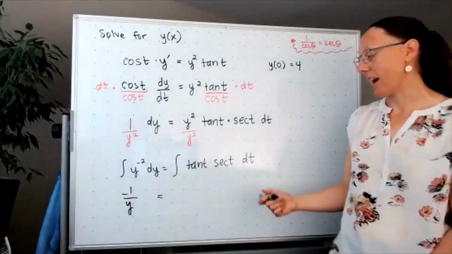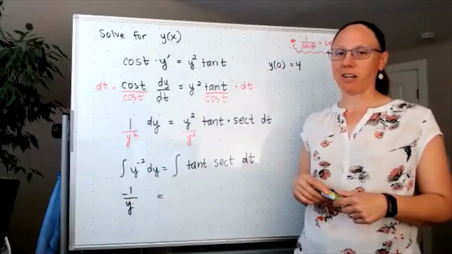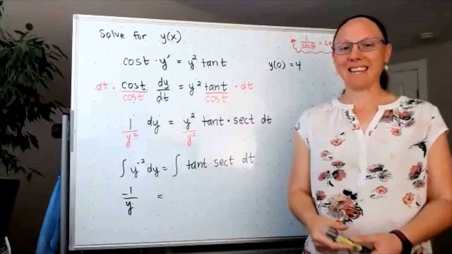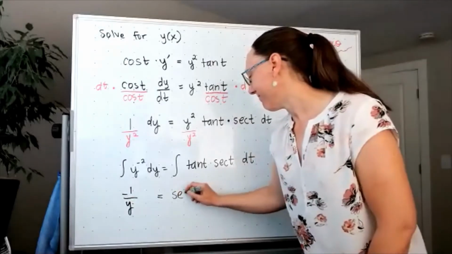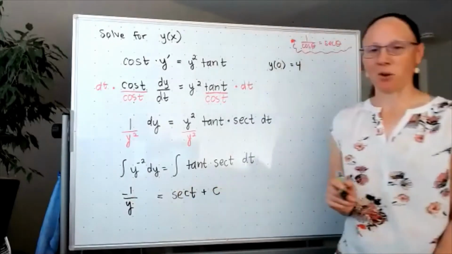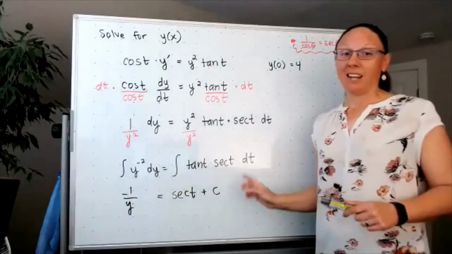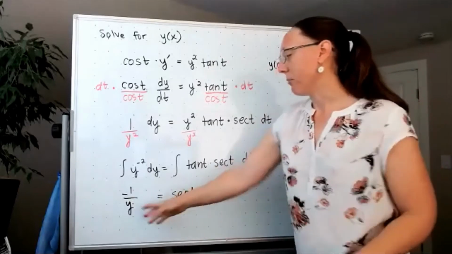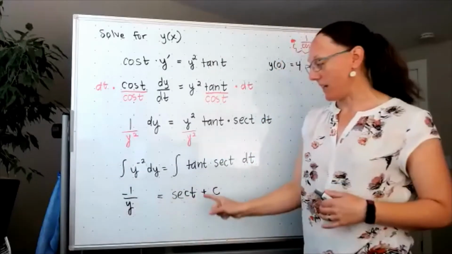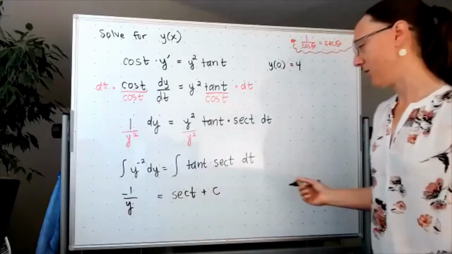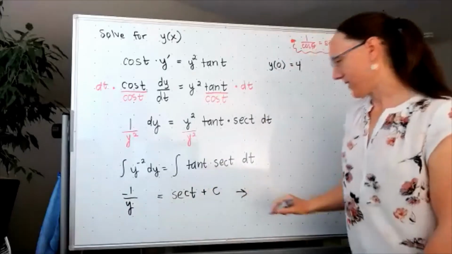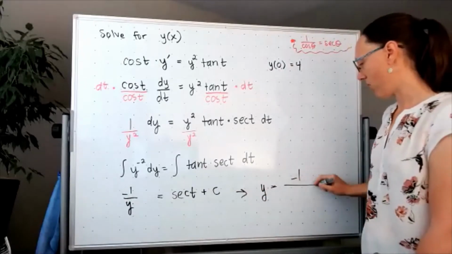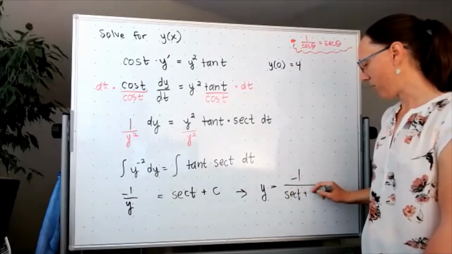On the right-hand side, it helps to know your trig derivatives. Whose derivative is secant t times tangent t? Well, that's secant of t plus some constant. Now, if I'm going to get y by itself, I can multiply both sides by y and then divide both sides by all of this stuff. And when I do that, this is going to turn into y is equal to -1 over secant t plus c.